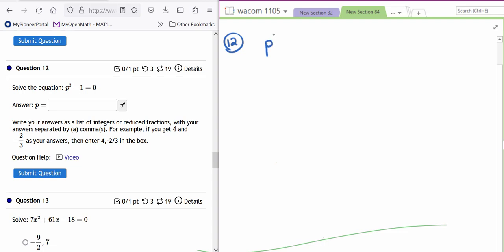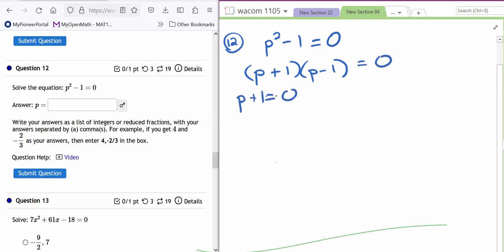Right, so this one, p squared minus 1 equals 0. This one is a difference of squares. So this is going to be p plus 1 and p minus 1. It was 2 terms and an exponent of 2. You have to look at the exponent to see if it is a cube or a square. And then you set each one equal to 0. So this is p equals negative 1. And this is p equals 1. So 2 answers.